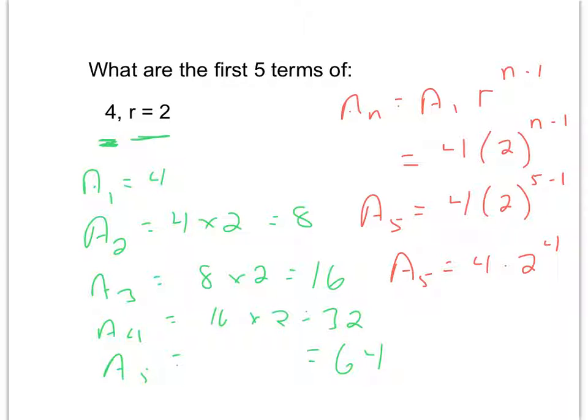Let's do our order of operations. 2 to the 4th power is 16. So a sub 5 is equal to 4 times 16, which equals 64. And sure enough, it's the same answer as we got there.